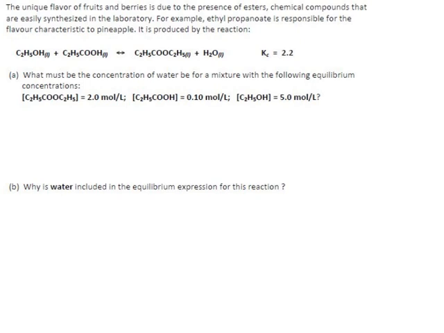Okay, practicing equilibrium constants a little more. The flavor of fruits and berries is because of esters. We've met those. And ethyl propanoate is responsible for the flavor of pineapple. It's produced by a reaction that goes blah, blah, blah. And they give us a K, and they tell us that the K is 2.2.